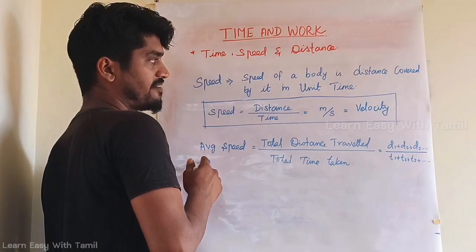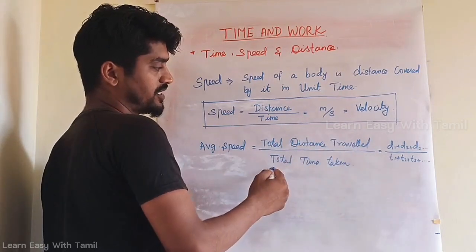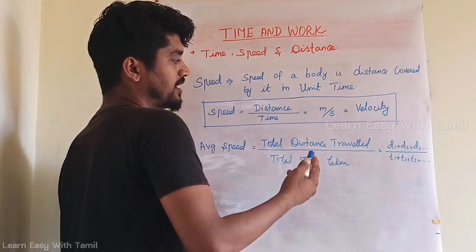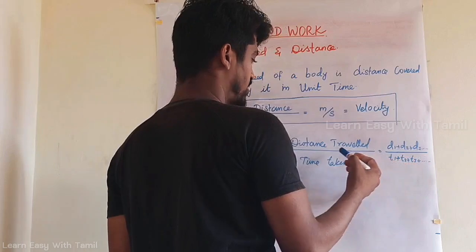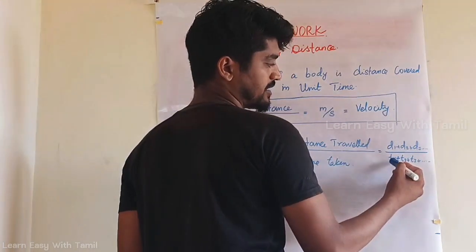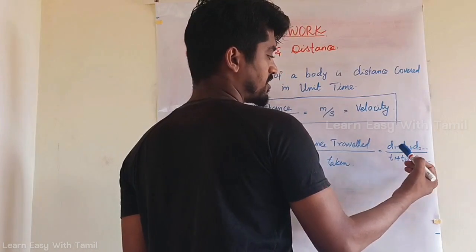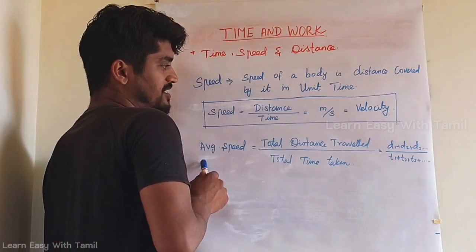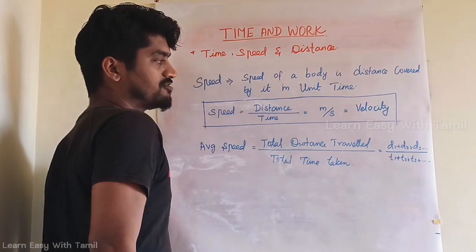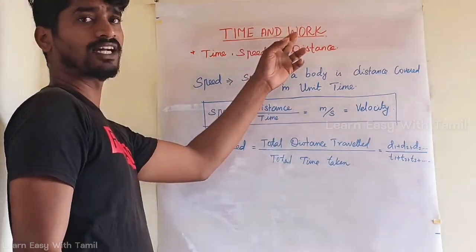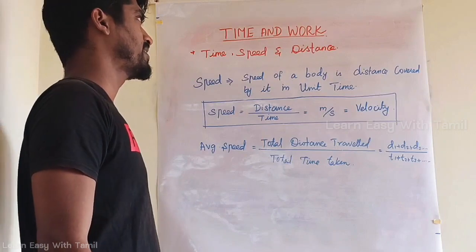Average speed or average velocity is the ratio between the total distance traveled and the total time taken. Here the total distance is distance 1, distance 2, distance 3, and so on, summed up, divided by the sum of the total time taken, time 1, time 2, time 3, etc. So the average speed is the total distance traveled divided by the total time taken. The time and work concept purely depends on the time, speed and distance parameters.